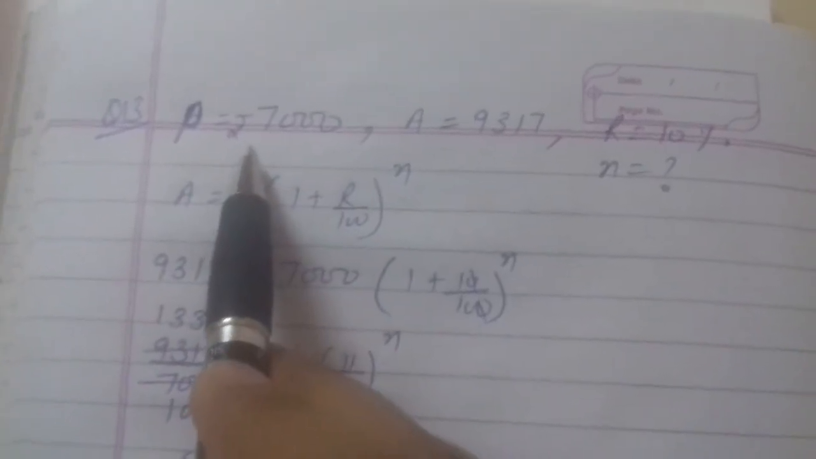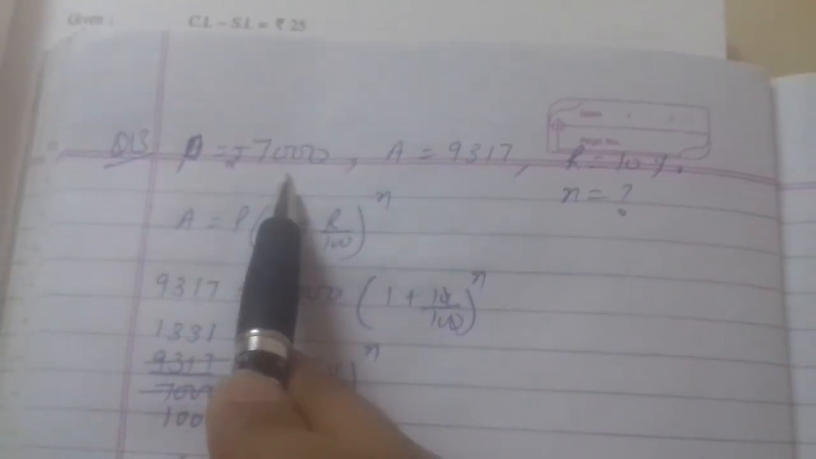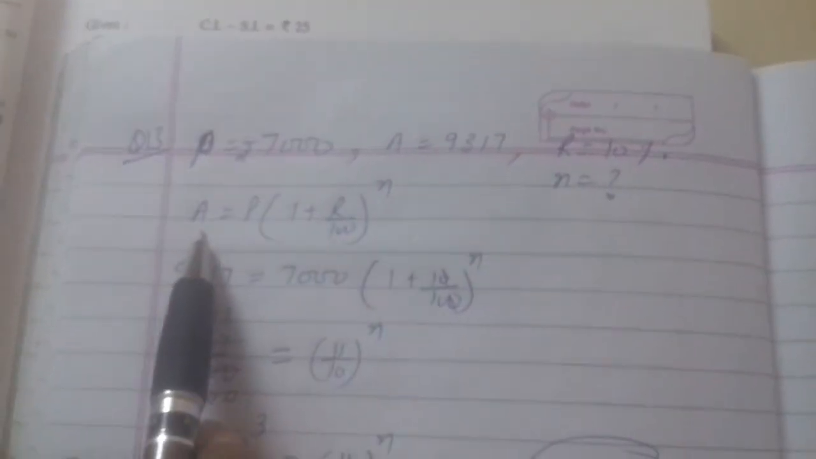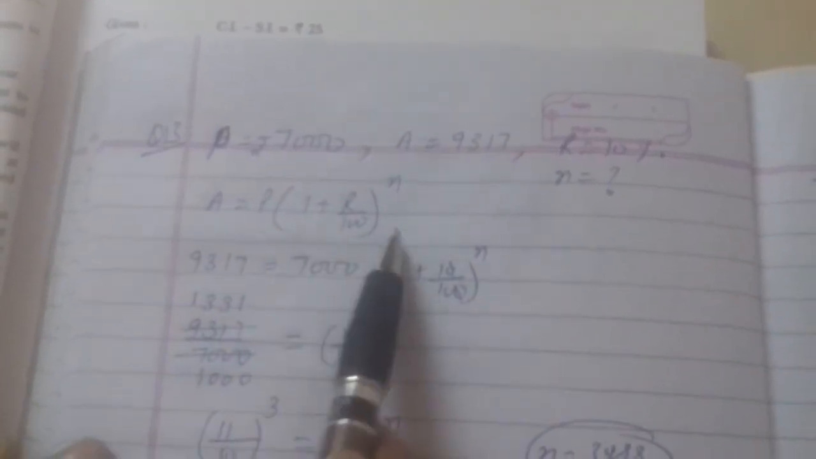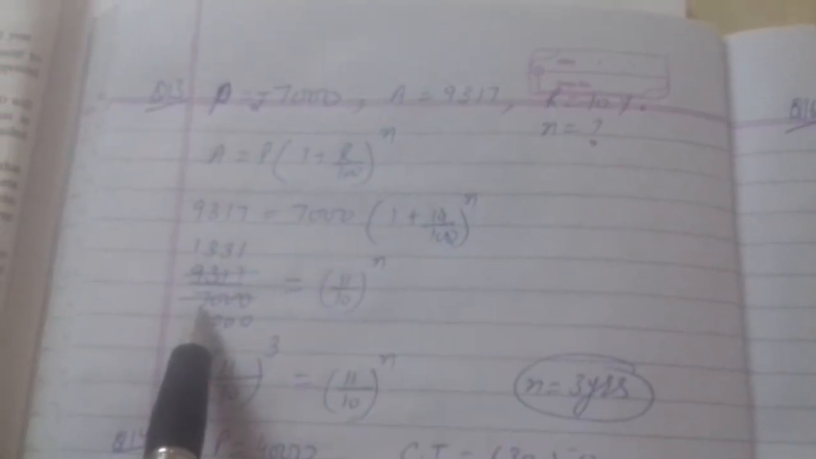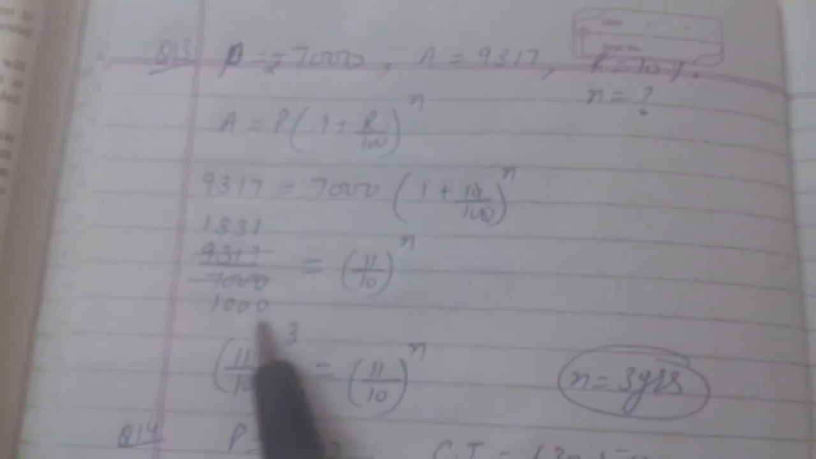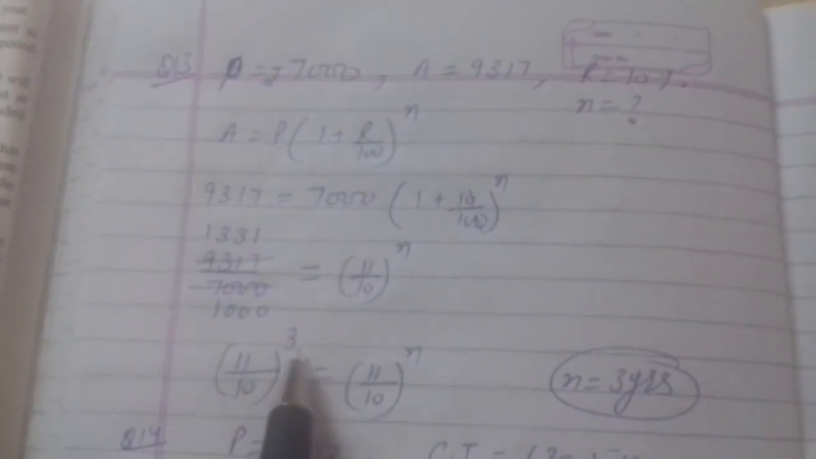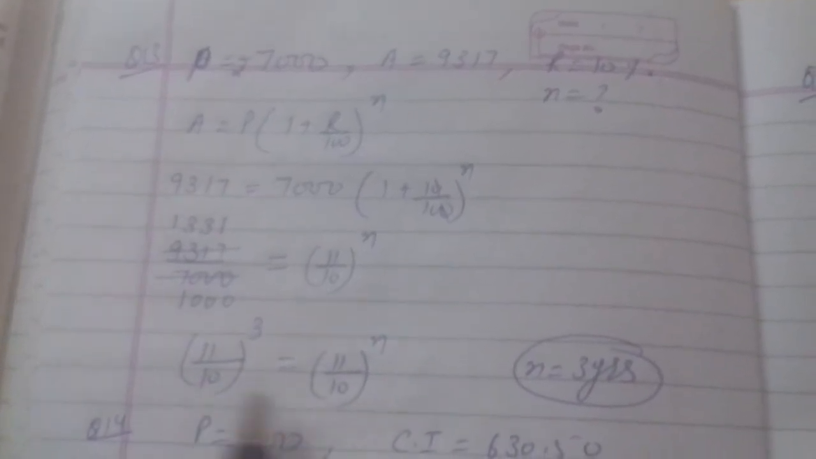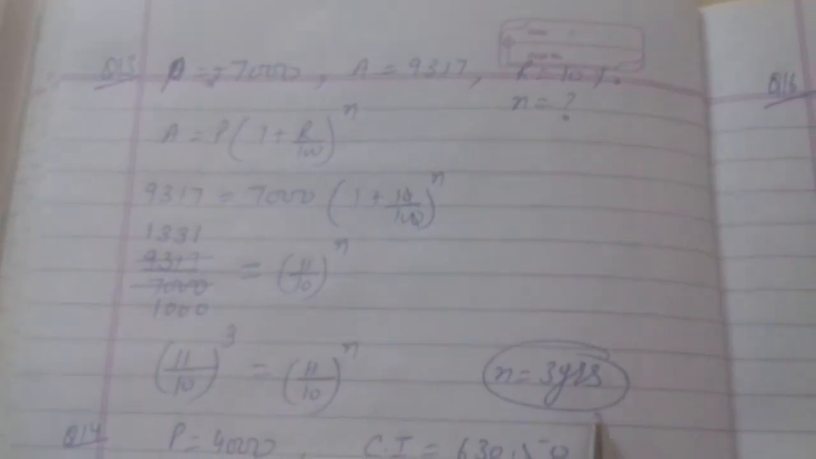13th question, in how many years? That means time you have to find out. Rupees 7,000 principal is given, amount is given, and you have to find out the time. As amount is given, we'll apply the formula of amount. Then you have to put the values, children. Clear? After taking it to this side, we'll get this 1331 over 1000. So look here, 1331 you know is the cube of 11 and this is the cube of 10. Clear? So it can be written like that. Now compare: bases are the same, so powers will also be the same. So time n is 3 years.